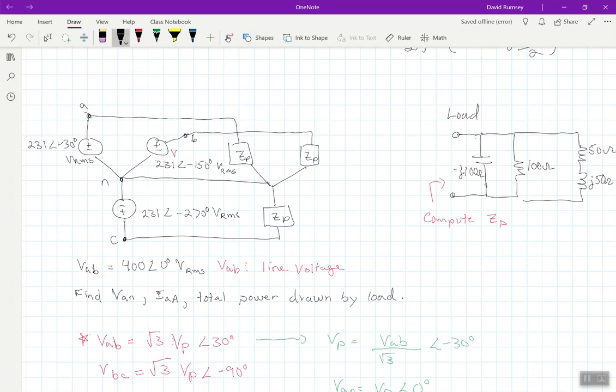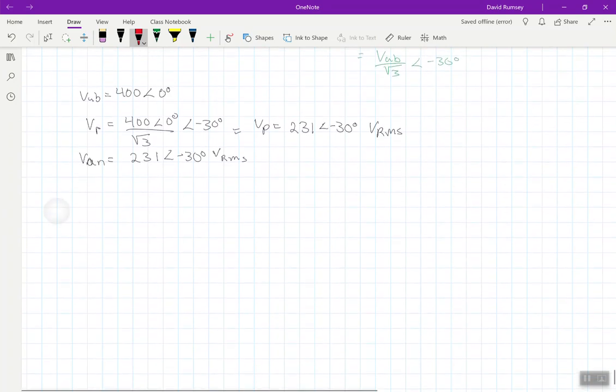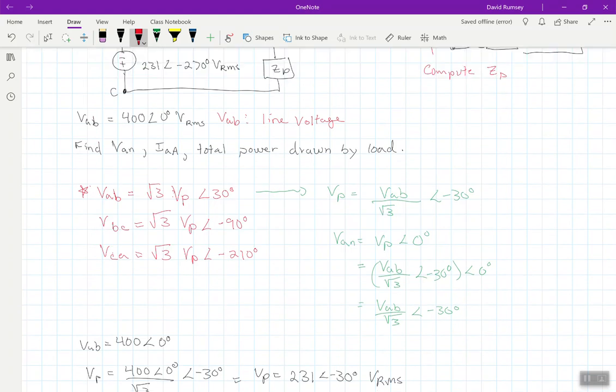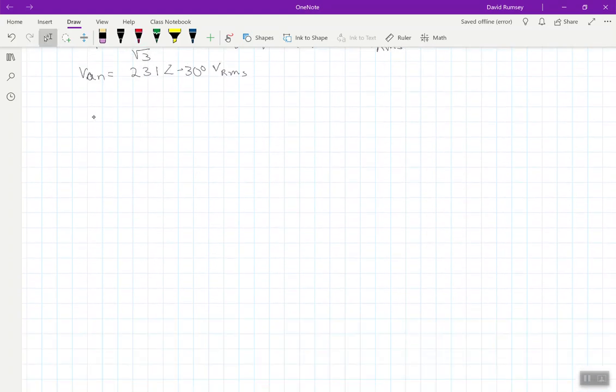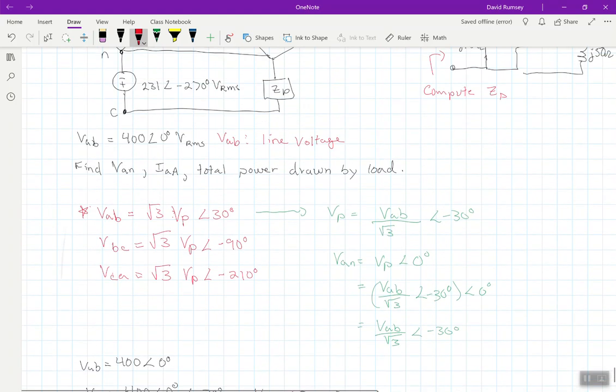Okay, now it asks for what IAA was, and it wants to know what the total power drawn by the load is. So that's the current going through here. And so simple Ohm's law, because I'm in RMS here, simple Ohm's law tells me that IAA would be equal to VAN divided by the impedance ZP. But I need to know what ZP is. That's why we have this circuit here.